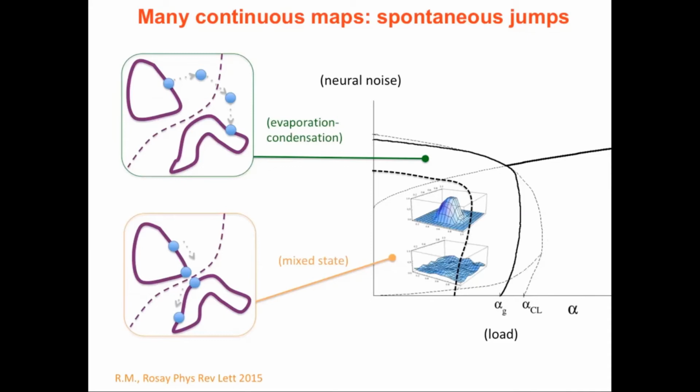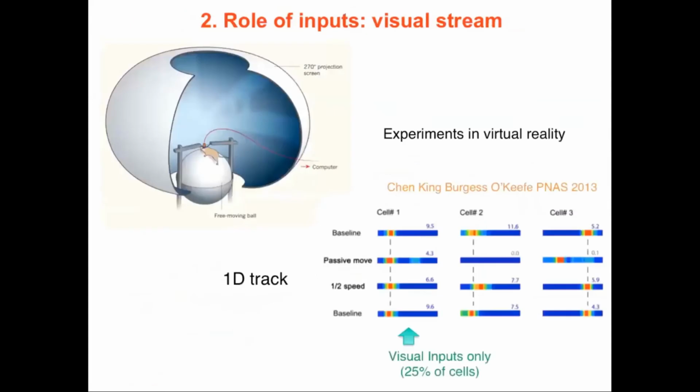So given these possible scenarios for jumping from one attractor to the other, we now have to understand how it's possible to go from the activity vector coding for the location X to the activity vector corresponding to the same position on the other attractor. In order to do that, we need some ingredients which correspond to sensory inputs. There are different kinds of sensory inputs which are very important here. The first kind is visual inputs. Visual inputs have been characterized in many different experiments, and one I would like to mention here is experiments by O'Keefe and collaborators in virtual reality.